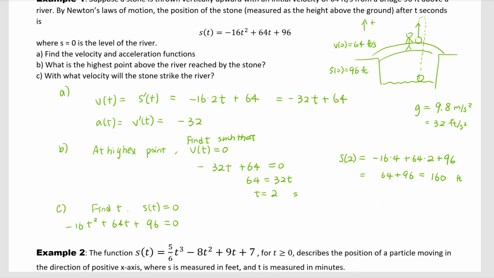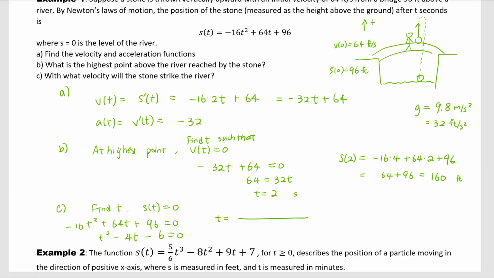Can you see the common factor 16? Let's divide it by negative 16. I can also make the leading coefficient positive. Then I have t squared plus 4t minus 6. Are we able to factor it? Not quite, right? The factors of 6 are 1 and 6, 2 and 3, but they won't give me 4 in the middle term. So let's use the quadratic formula.